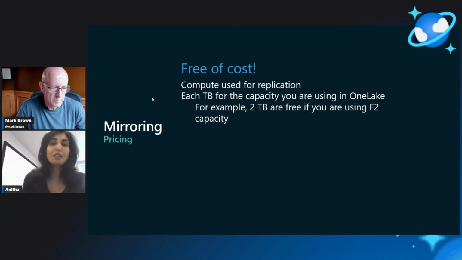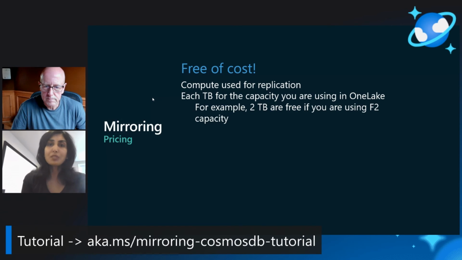So the good news for mirroring customers is that the compute that we're using for replication on the Fabric side is free of cost. We're not going to charge it to customers. Similarly, the storage itself is also free up to a certain extent. If customers have capacity, depending on the capacity SKU, for example, if they have an F2 SKU, up to 2 terabytes is free. If they have an F4, 4 terabytes is free. And beyond that, if they are storing more mirrored data, we'll charge at the standard rate of OneLake storage, which is 2.3 cents per gig per month.